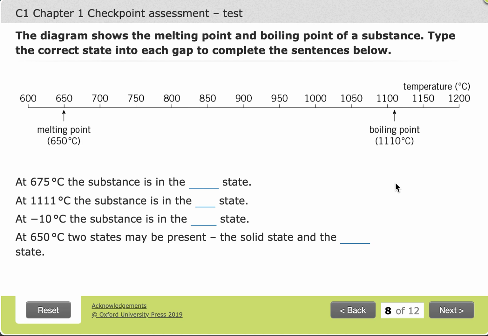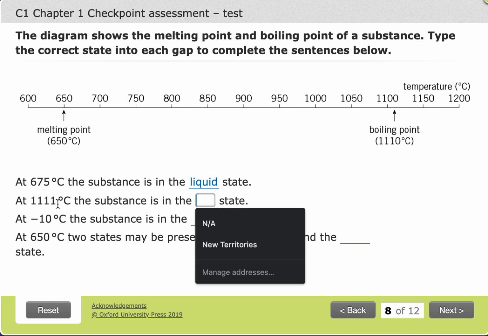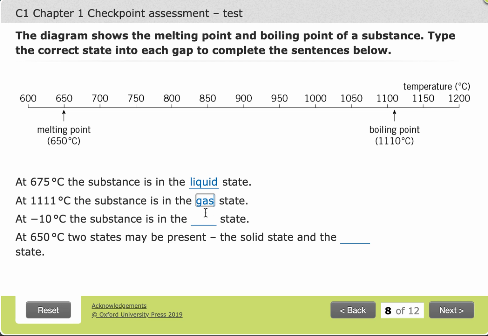Now, here we have another substance, but this time it's not water, a different one. We're told a melting point and a boiling point, and all we're asking is to describe the state that we're in. So 675 degrees is greater than the melting point, but less than the boiling point, so therefore we are in the liquid state. At 1111, we are just above the boiling point, and so therefore we are in the gas state.